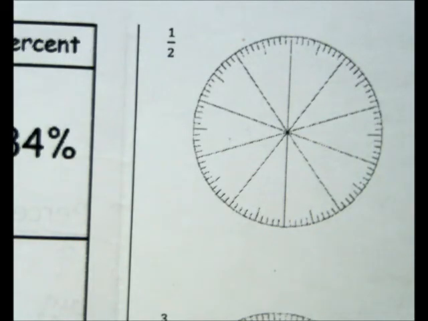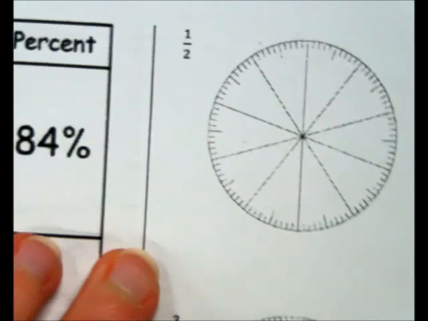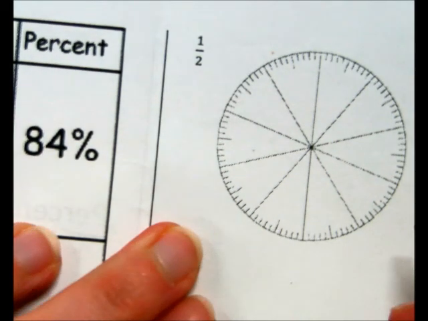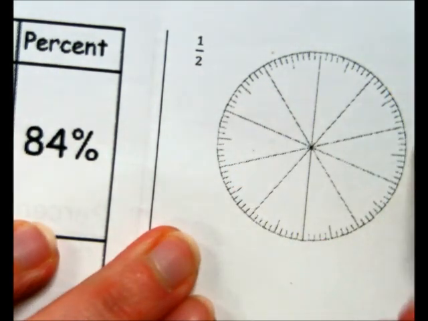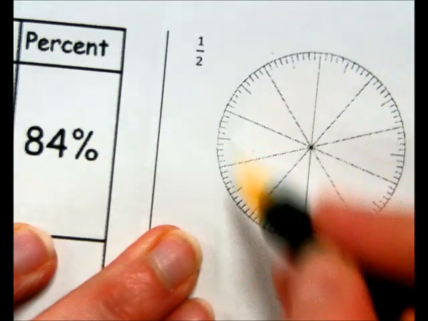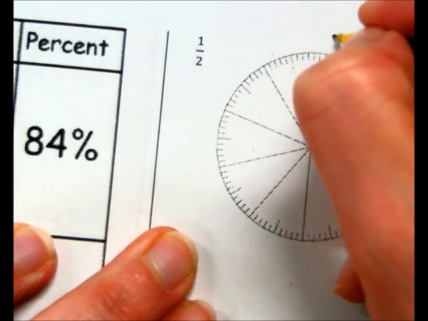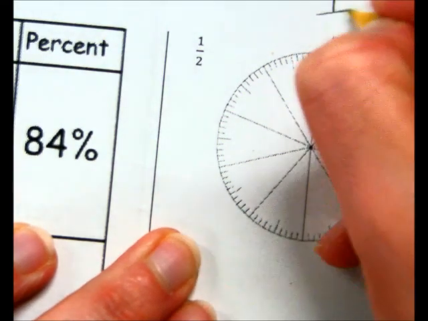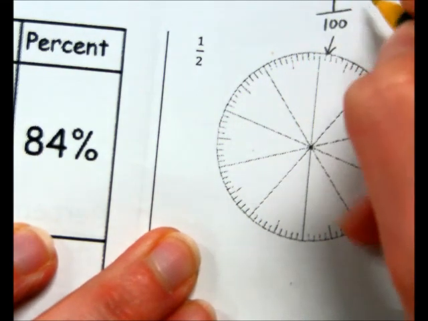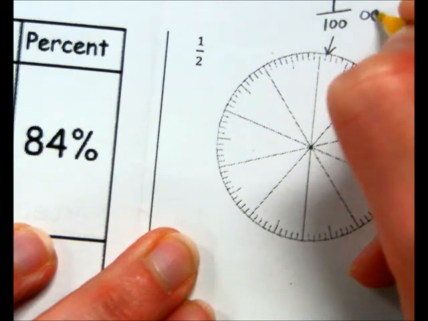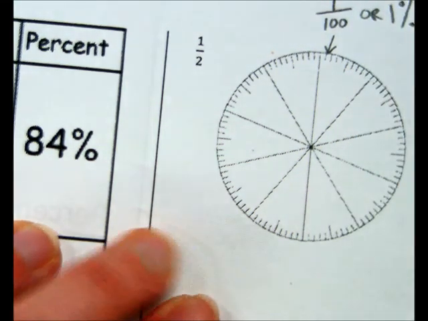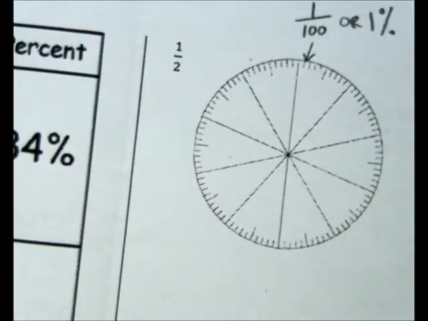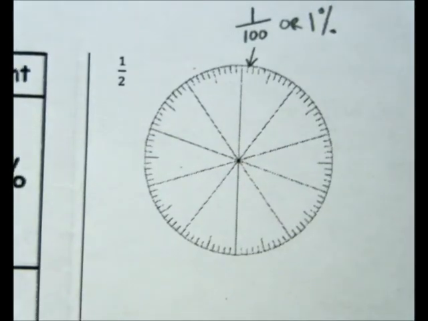Okay, in the third part of our Foldie, we have some percent circles. So let me explain what each of these circles represents. Instead of having 100 squares, we have a circle that is divided into 100 pieces. So each of these little marks is 1/100th or 1%. So we've been coloring fractions for a long time.